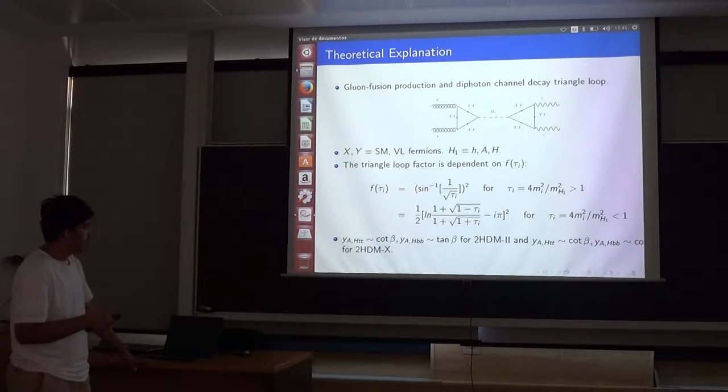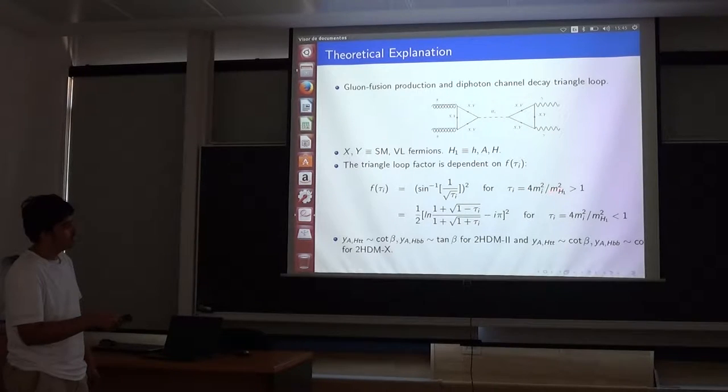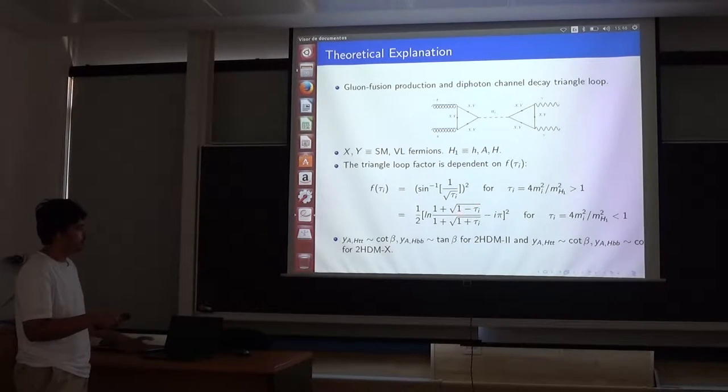These are the loop factors; the full loop factor I have not written. The main loop factor depends on other factors with this function, and for top it is this function, and for bottom this is the function. Before the fermion pair threshold, when MH is bigger than 350, twice the top mass, top and bottom have different functional behaviors, but after that both behave the same. So these are all the factors that go into the results which have been shown.